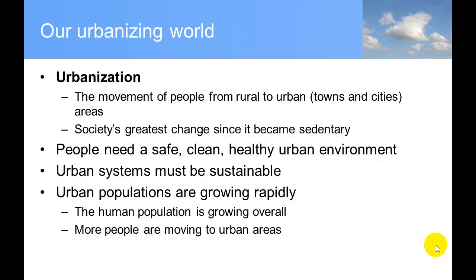Urbanization is the movement of people from rural to urban areas. This has been a big change. We've been seeing more and more people moving into the cities from the countryside. The world is becoming far more urban than it ever has been in any time in history. We are moving more and more away from being an agricultural-based society on the global scale, and more people are moving to the cities, both in developed areas and in developing nations as well. So there is definitely a need for safe, clean, and healthy urban environments.